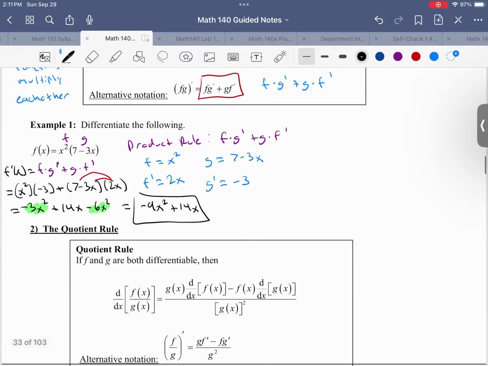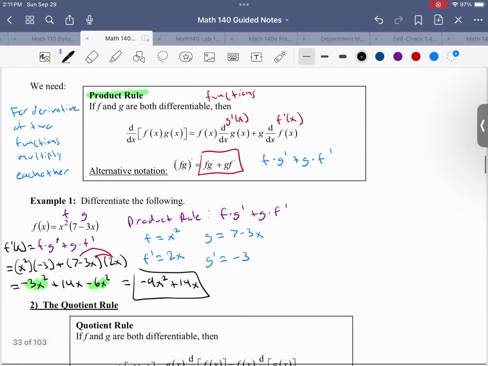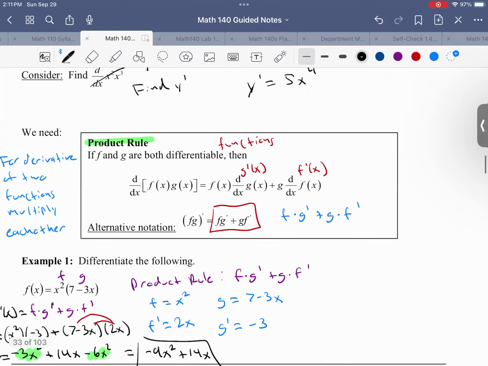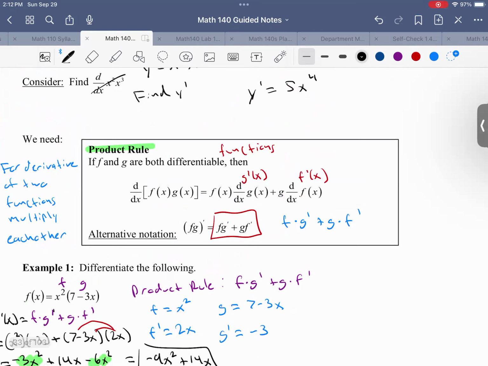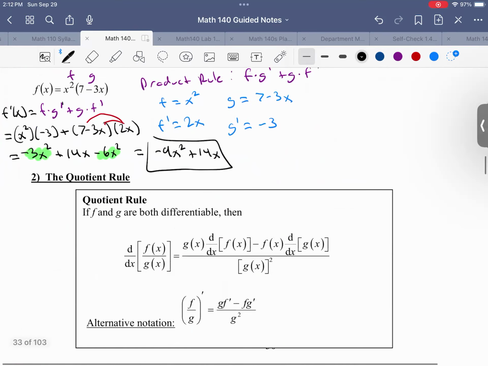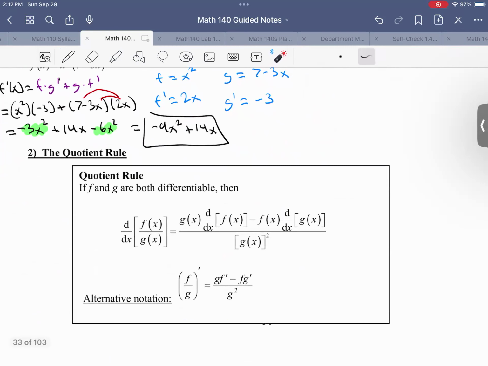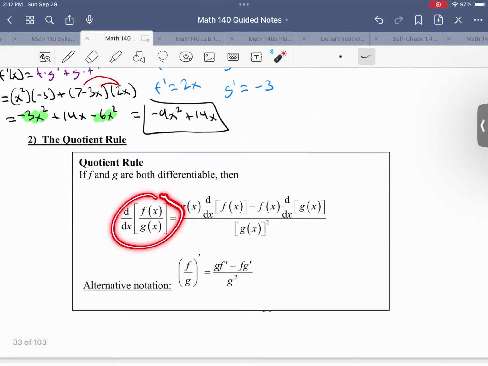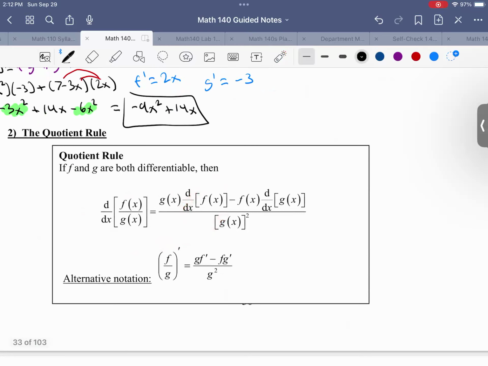All right, so since we're talking about two functions being multiplied, now what if we have two functions being divided, right? And we want to find the derivative. So that comes in with the quotient rule. So the quotient rule is if these two functions are differentiable, and we want to take a derivative of them when they are being divided by each other. All right, here's a formula here. Do not be too scared of it. What it's really saying is G times F prime of x minus F of x times G prime of x all over G squared. Okay, so that is the quotient rule.